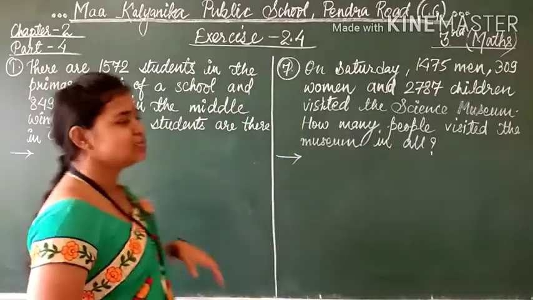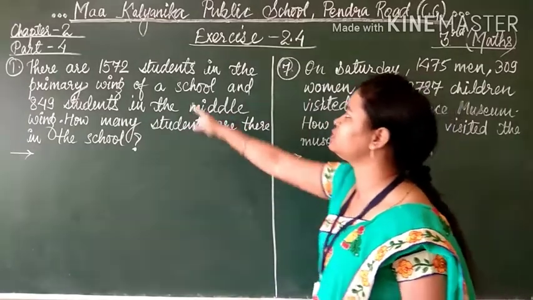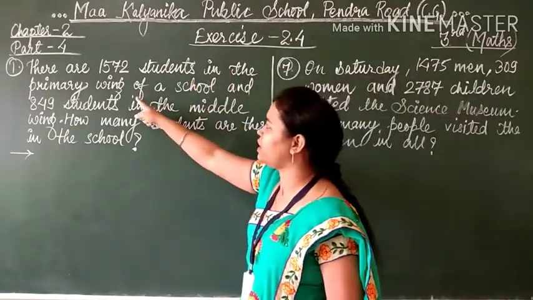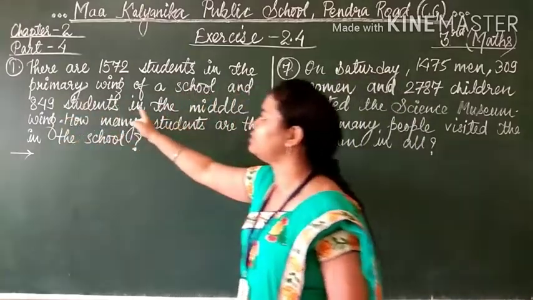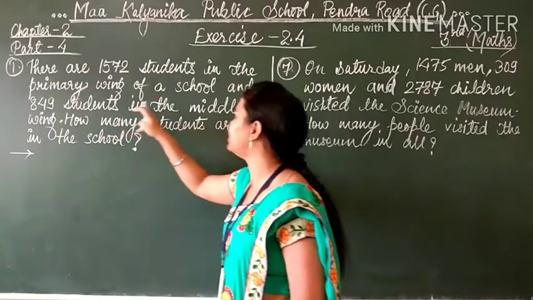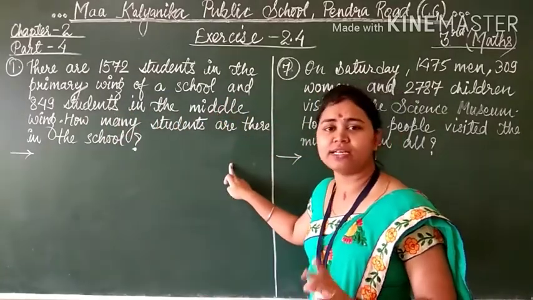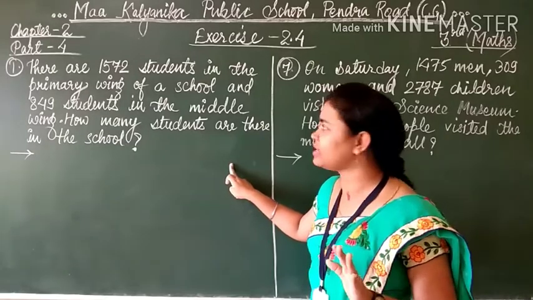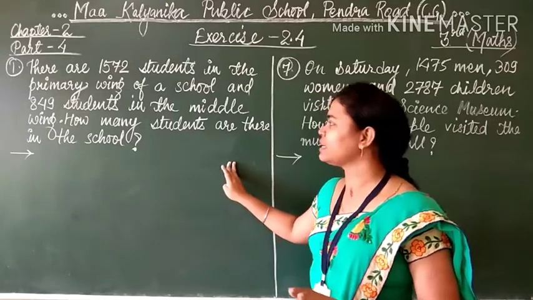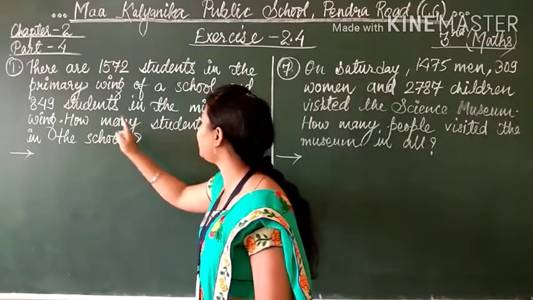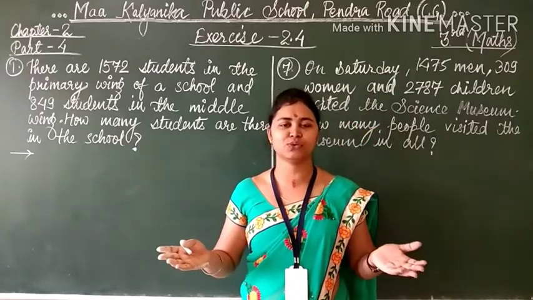See students, there are 1572 students in the primary wing of a school and 849 students in the middle wing. Means 1572 students are there in primary classes and 849 students in middle classes. So the question is, how many students are there in the school? So in total, how many students are there?